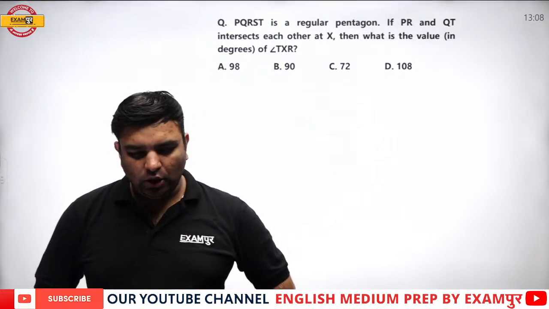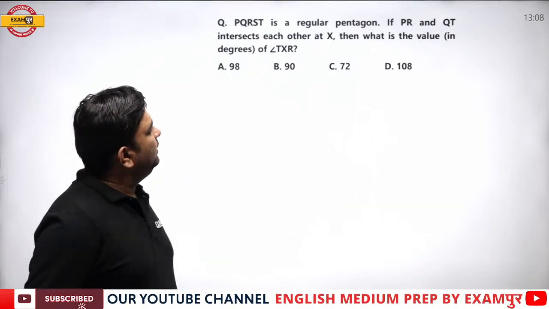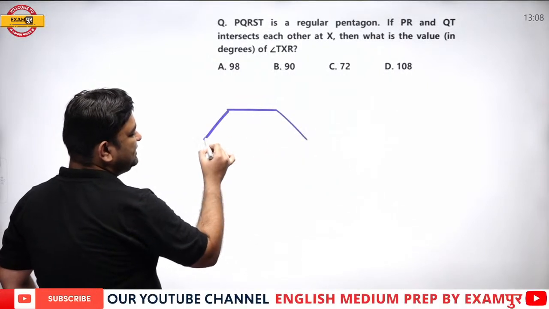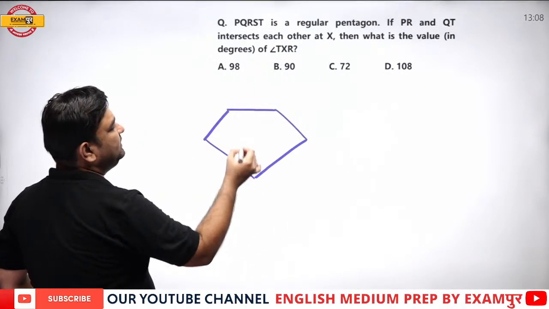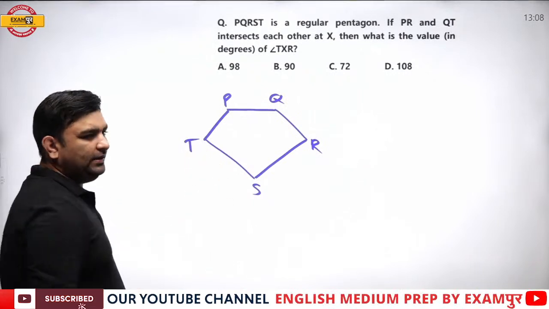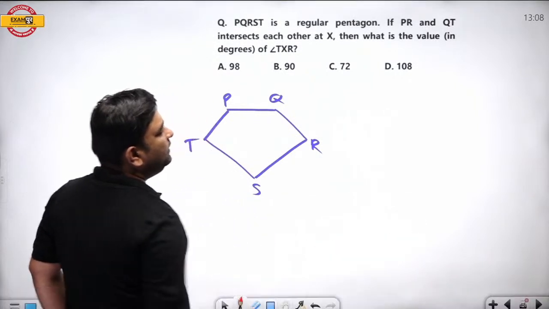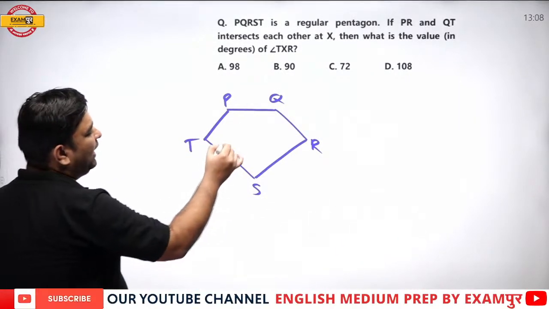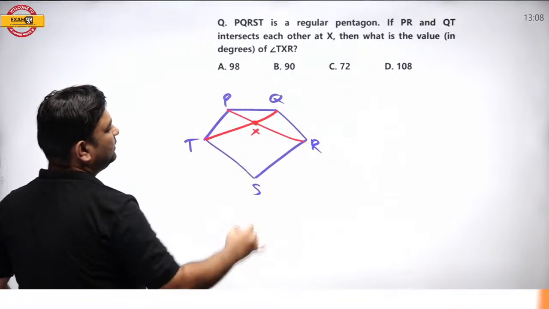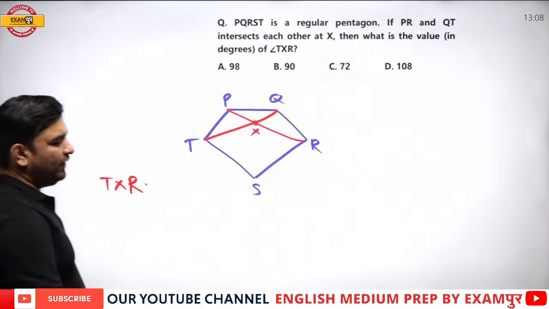PQRST is a regular pentagon. A pentagon has 5 sides. PR and QT intersect at X. What is the value of angle TXR?